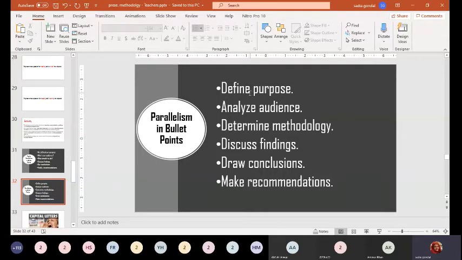Define purpose, analyze audience. The presenter is using the verbs in the starting of the bullet point, and is using a noun in the second part of the bullet point. So the formula he's following in these bullet points is verb plus noun, verb plus noun, verb plus noun. Did you notice that? Yes. And this is the correct version of displaying your content to the audience.